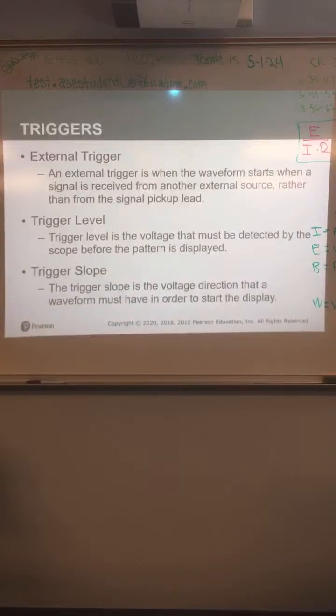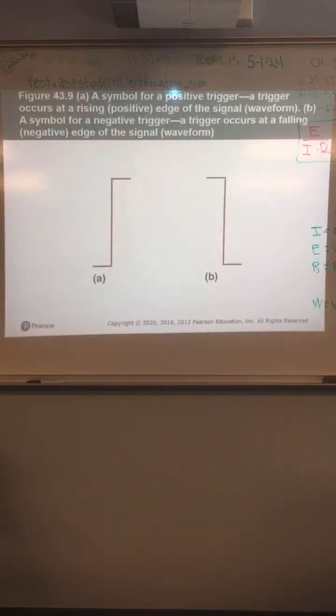Your trigger level. There's an external trigger. This is when the waveform starts when the signal is received from another external source rather than from the signal pickup lead. Trigger level must be detected by the scope before the pattern is displayed. Trigger slope is the voltage direction the waveform must have in order to start the display.